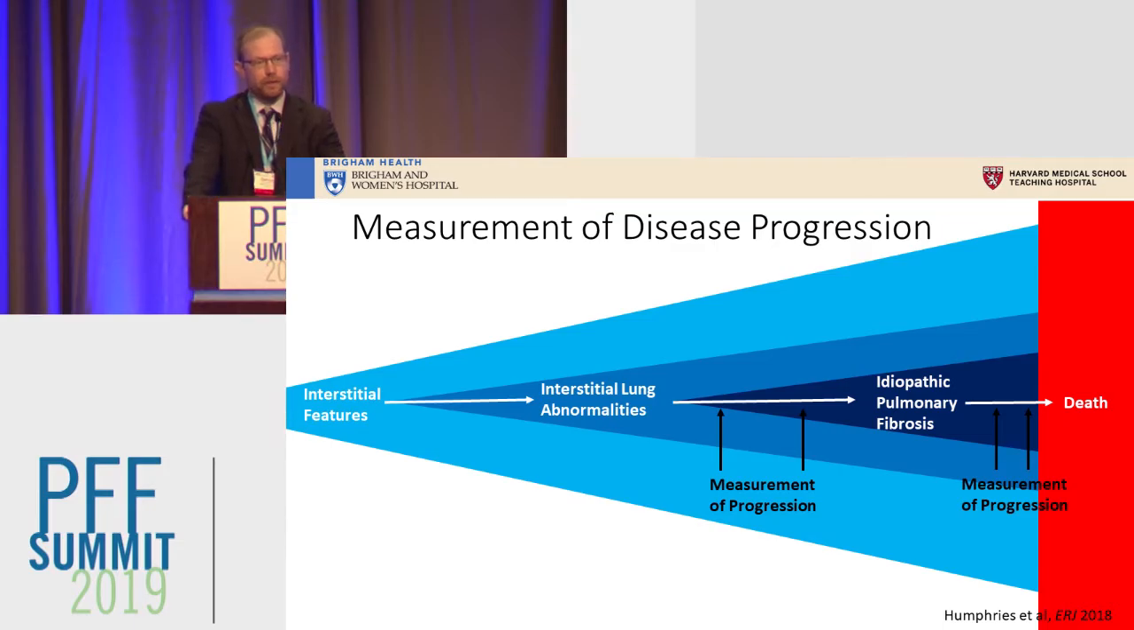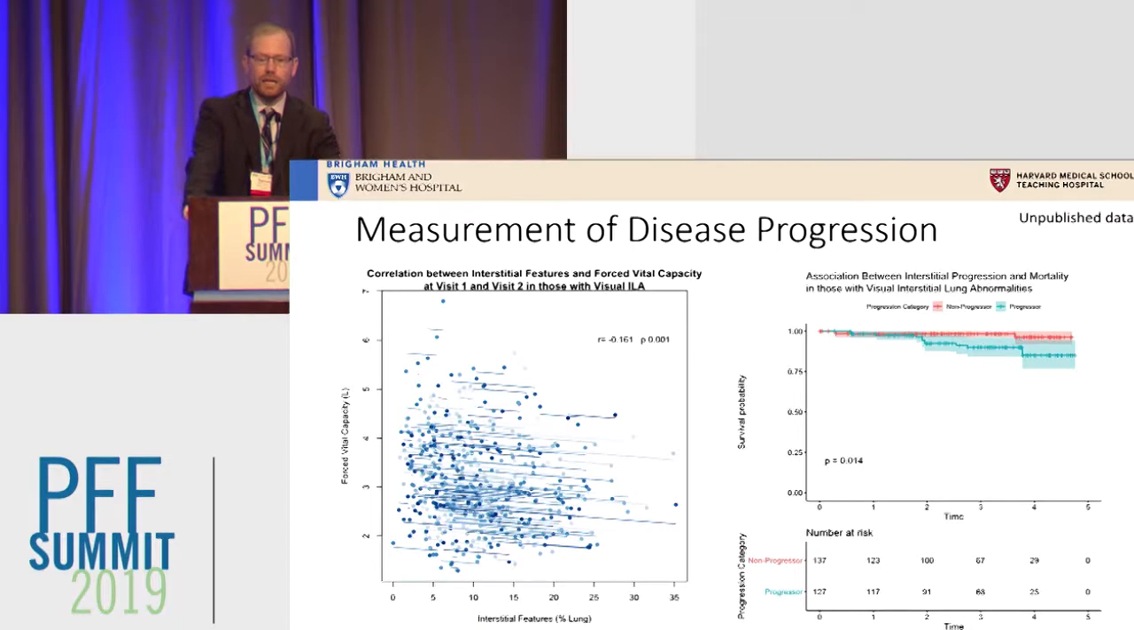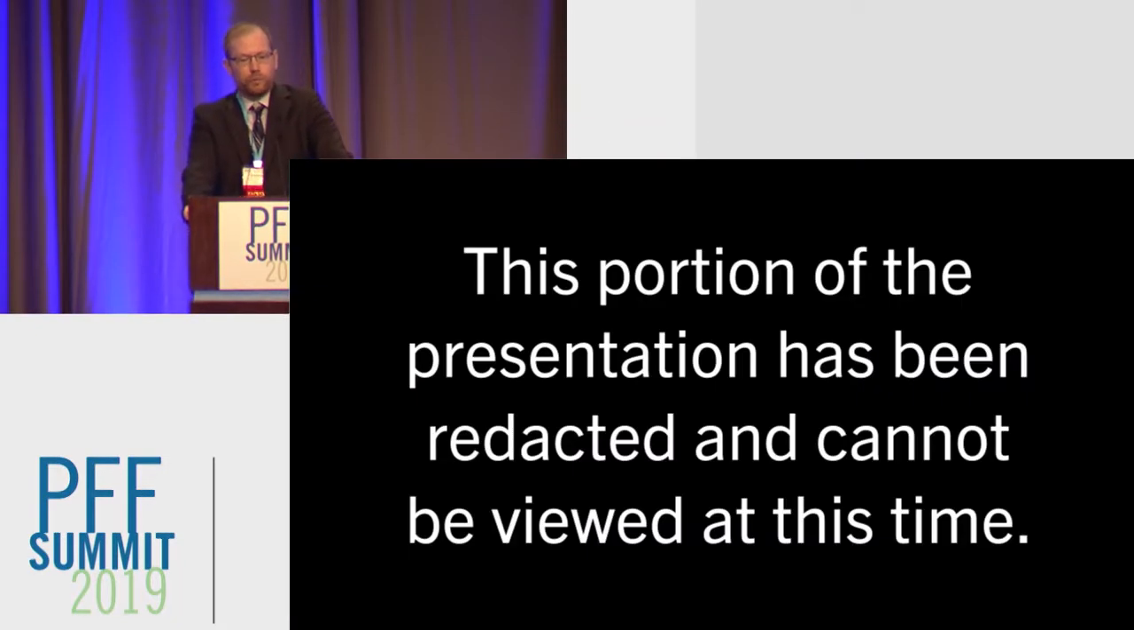We'll talk a little bit about the measurement of progression in people who have ILA. Again, this is a little bit preliminary, but on the left you see a repeated measures correlation plot for change in interstitial features and change in FVC over time. And there's not an incredibly strong relationship. This is in a cohort that includes people who have emphysema, who have other diseases, but there is a relationship such that as interstitial features increase over time, lung function goes down over time.